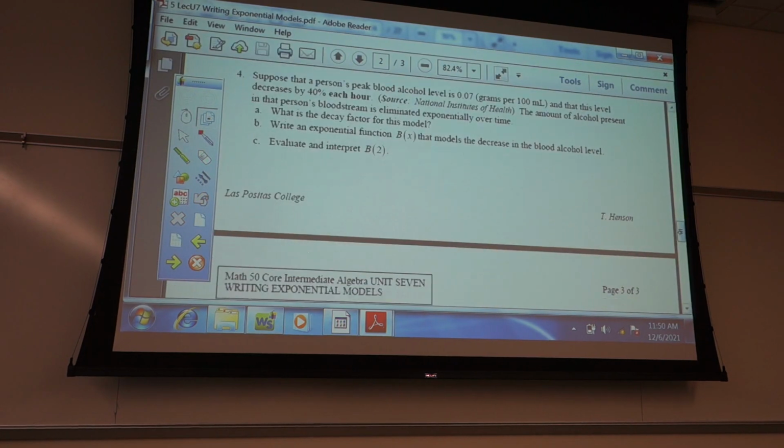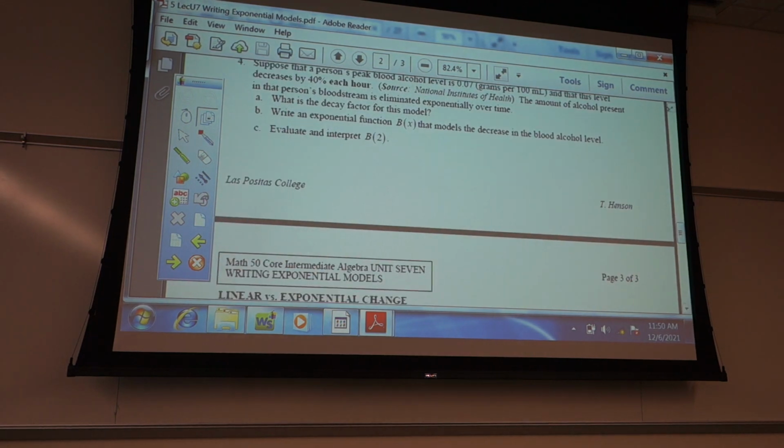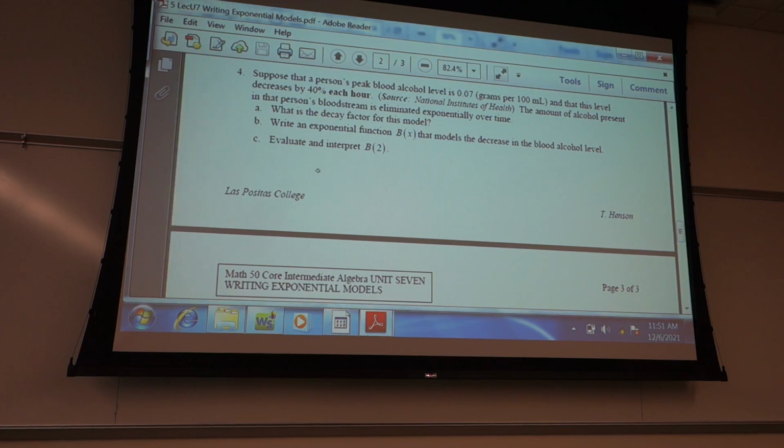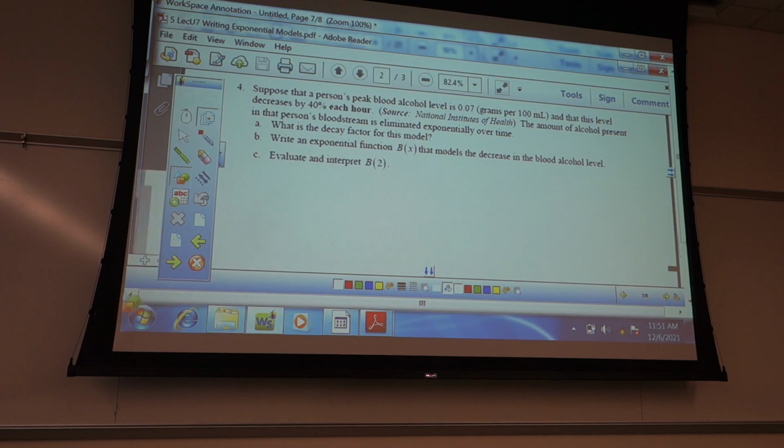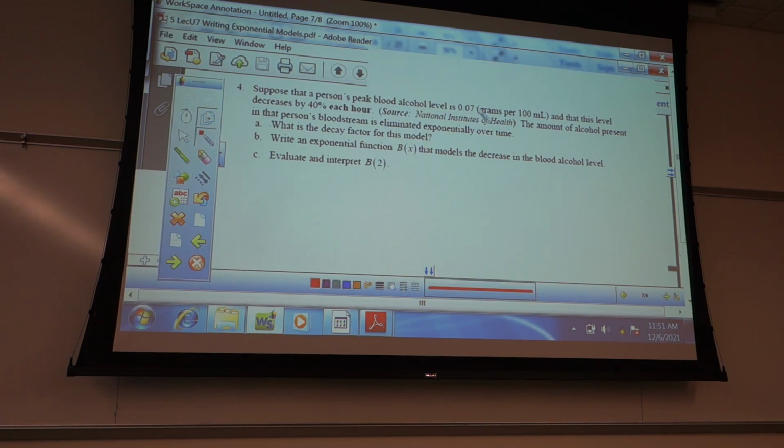Okay. And then we did not do this one, so let's take a look at this one. Number 4. Have people finished 4? Yeah, we'll take a look at 4. Okay, so peak level is 0.07, so that's my starting amount, right? It's my initial amount. So it means that C is equal to 0.07, okay?